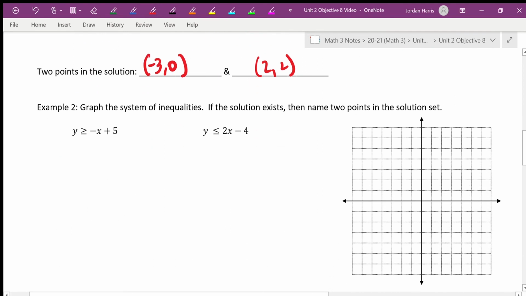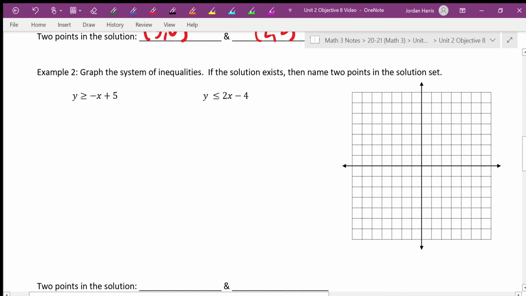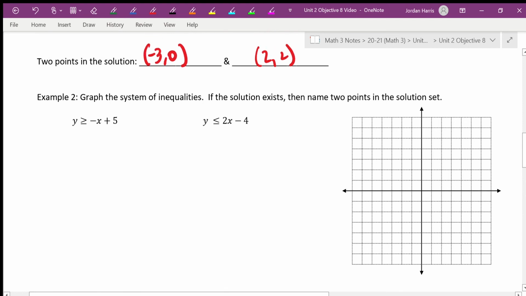Okay. So number 2, graph the system of inequalities. We're dealing with lines again. If the solution exists, name 2 points. So this one will be blue once again. This one will be green. I already solved it for you.